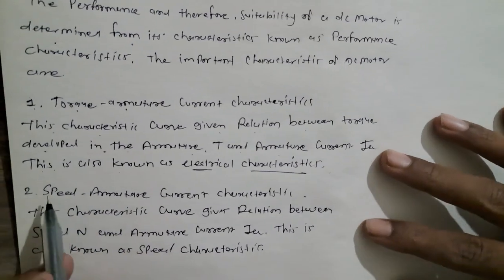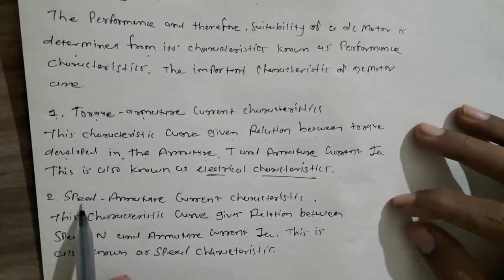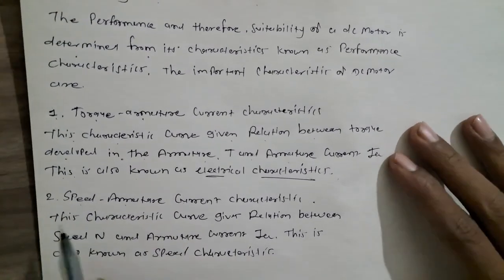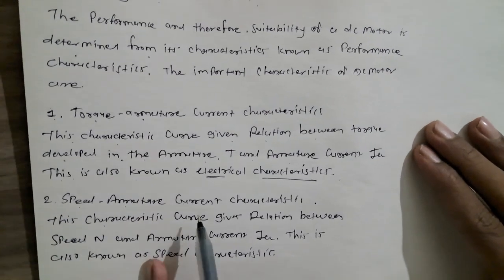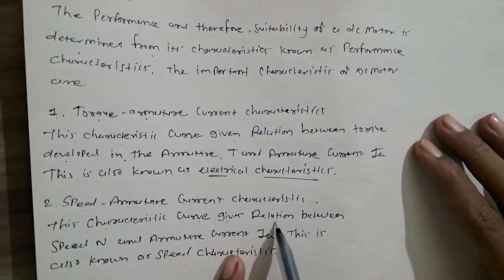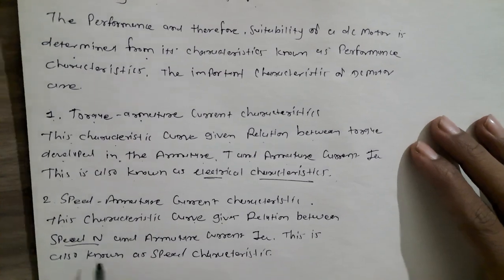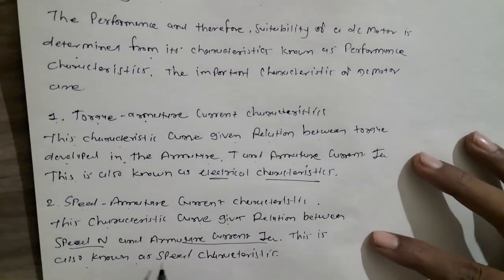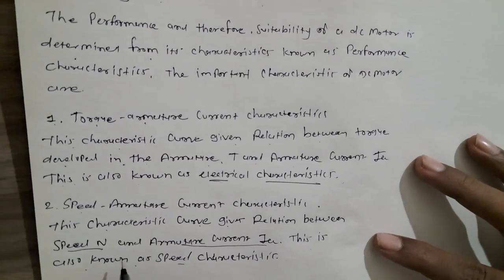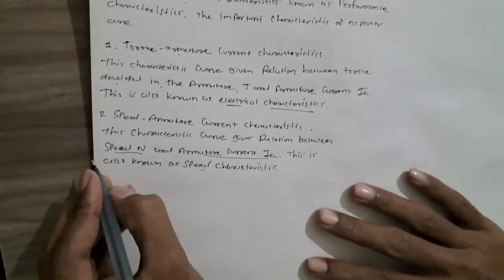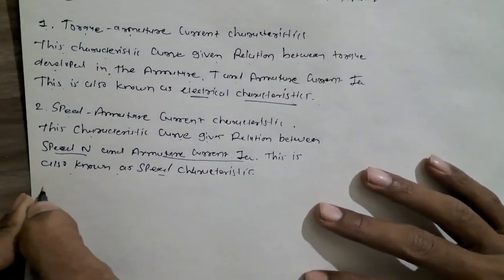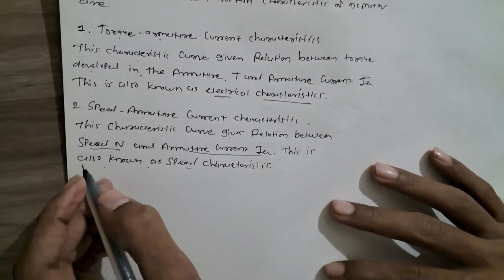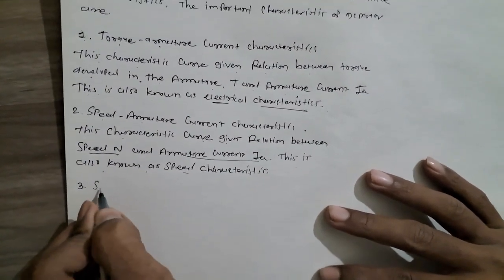Okay, so in this speed armature current characteristic, the characteristic curve gives the relation between speed N and armature current IA. This is also known as the speed characteristic. And our third and last characteristic is speed torque.